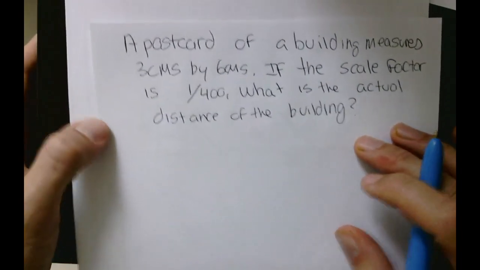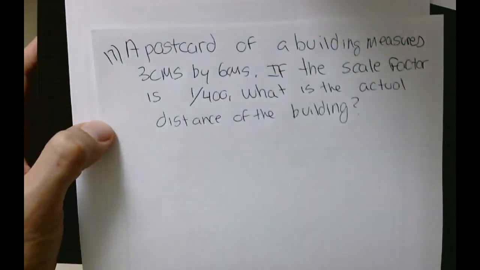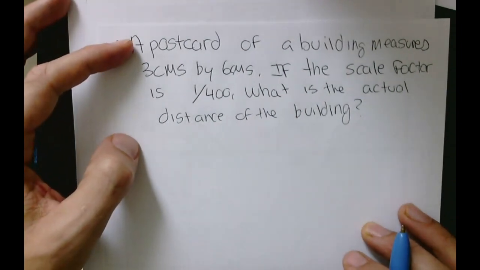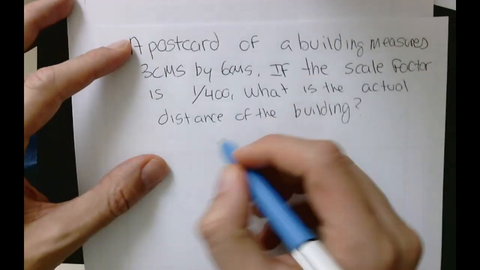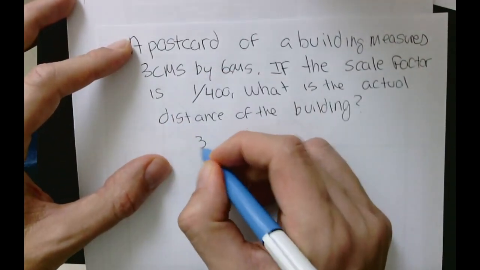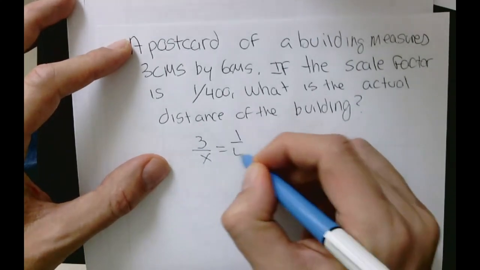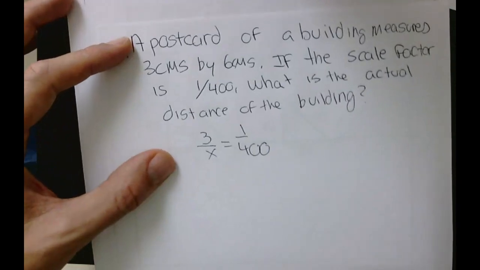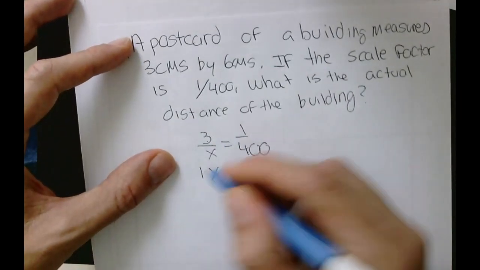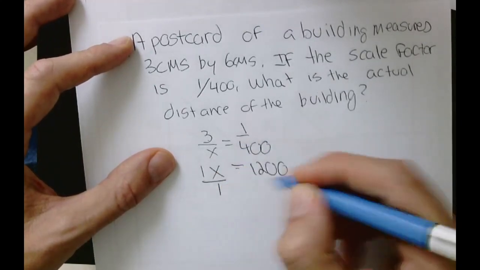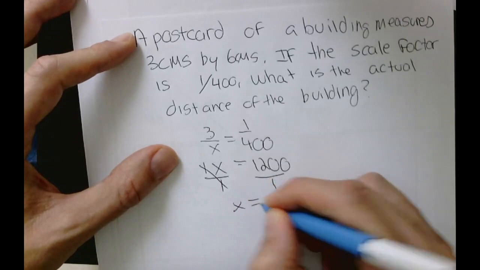A postcard of a building, this is number 17, measures 3 centimeters by 6 centimeters. If the scale factor is 1 over 400, what is the actual distance of the building? So let's begin. So we have 3. We're going to set up a proportion to solve this. Over x is equal to 1 over 400. I'll cross multiply. X times 1 is 1x. 3 times 400 is 1200. Divide both sides by 1 to get x is 1200.